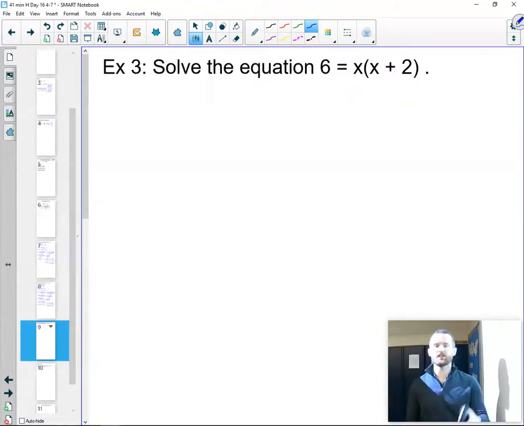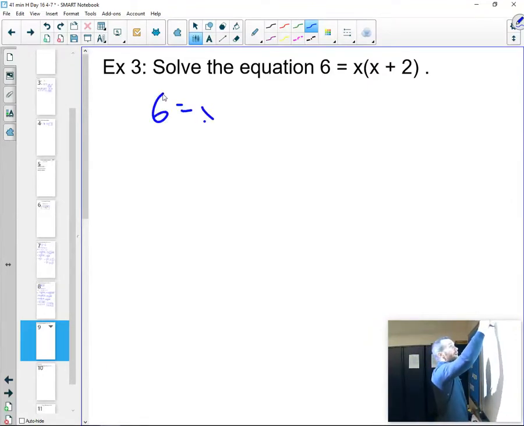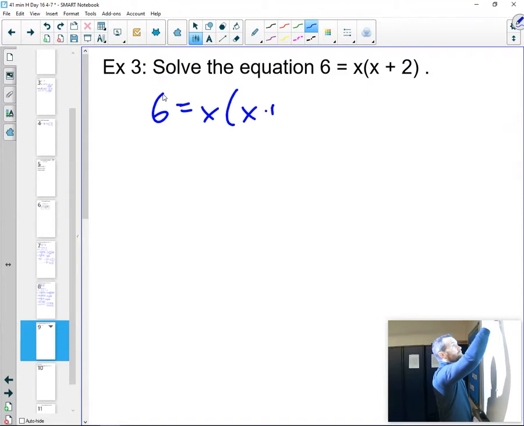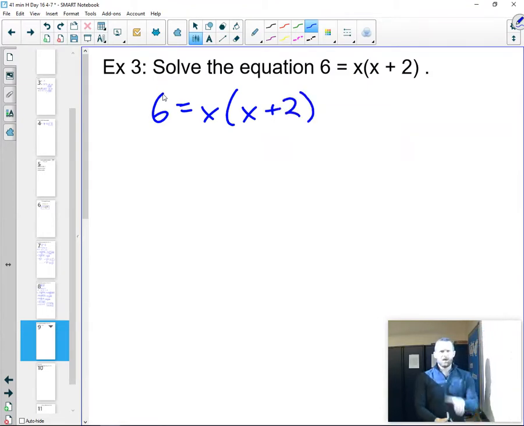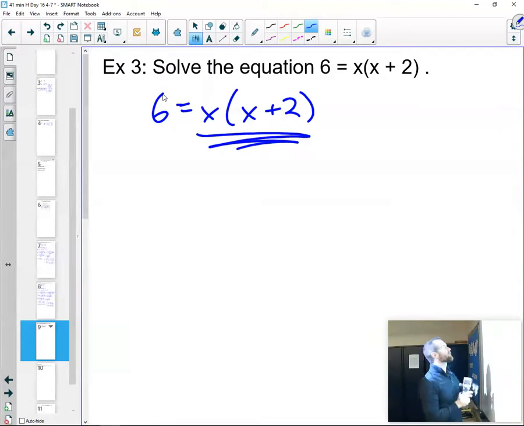We've got to solve the equation 6 equals x times x plus 2. First, I'm going to write it. 6 equals x times x plus 2. Now, right away, I'm a little bit more worried about this one because we've got an x times an x plus 2. We've got a monomial times a binomial.